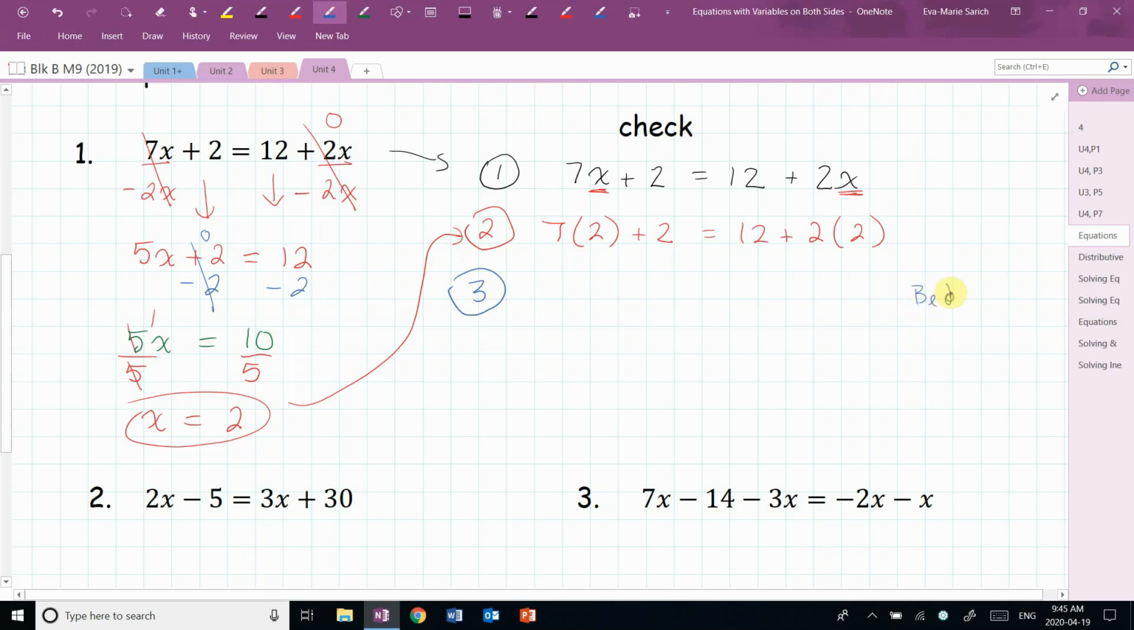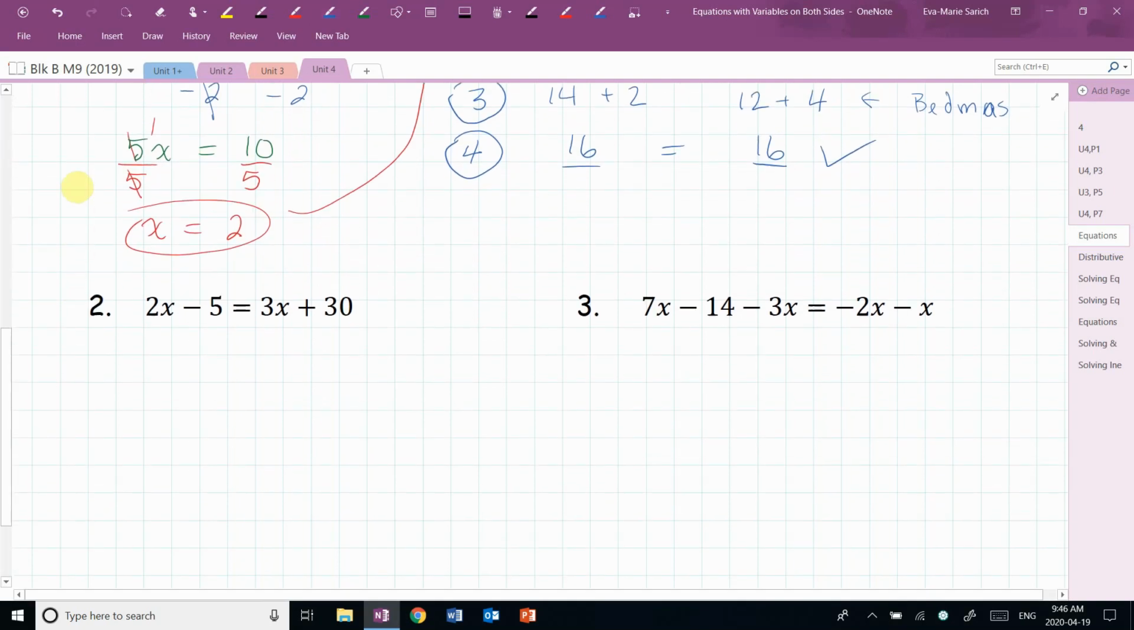So here is BEDMAS we're going to use here. So multiply first. 7 times 2 is 14. Copy down the rest. Now 14 plus 2 is 16. Now we're going to look at the right side. Multiply first, again, because we've got an add and a multiply, so 2 times 2 is 4. And then 12 plus 4 gives us 16. And if we have 16 on the left and 16 on the right, the last step is to compare. And because left equals right, we know our answer of x equals 2 is the correct answer.